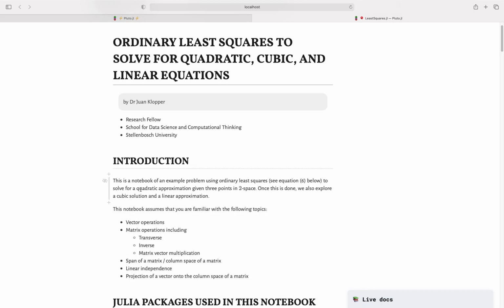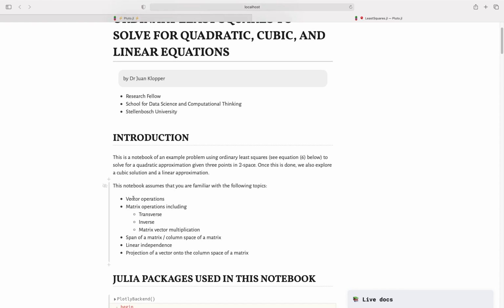So here we are in a Pluto notebook, and we're going to use Julia to try and understand ordinary least squares, at least as it pertains to creating or solving for quadratic, cubic, and linear equations given some points in the plane. So I'm going to assume that you have knowledge of the following.